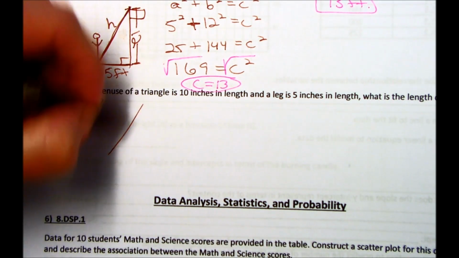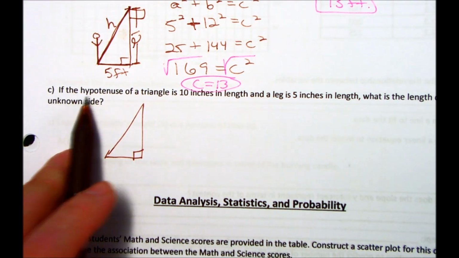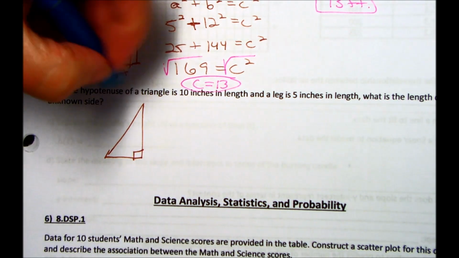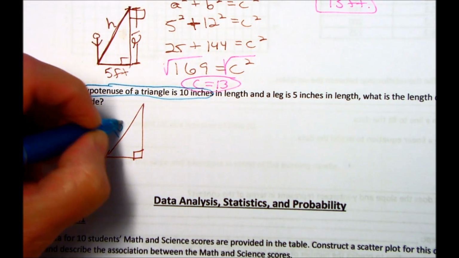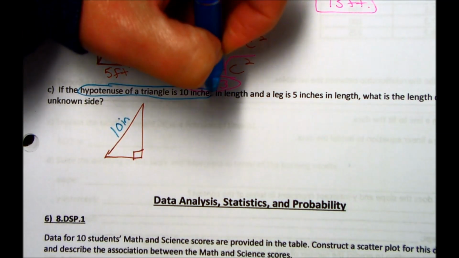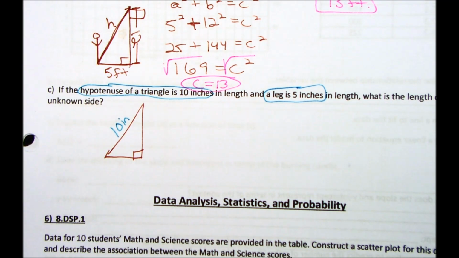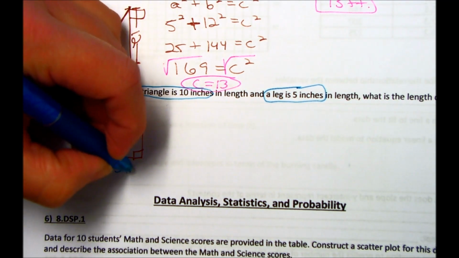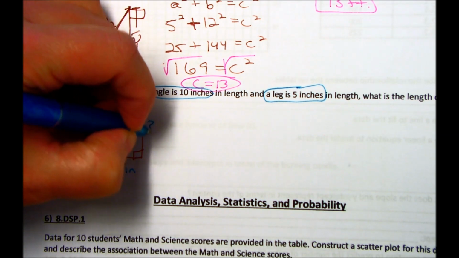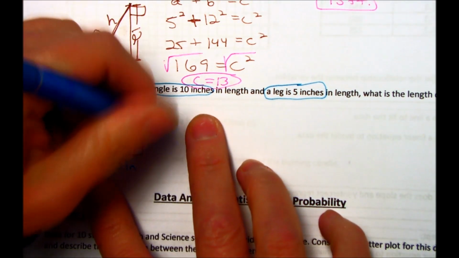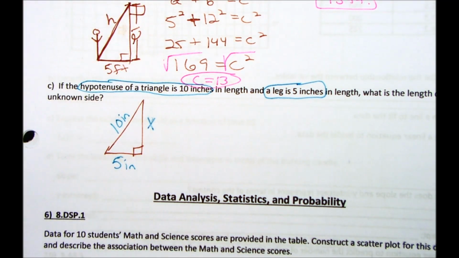So again, draw yourself a right triangle. They're telling you it's a right triangle. They're telling you the hypotenuse of this triangle is 10 inches. So this is 10 inches on this side. And the leg, one of them, is 5 inches. So let's just say this is 5 inches. And they want to know what this third side is. So I'm going to just call that x, but you can call it whatever variable you'd like.